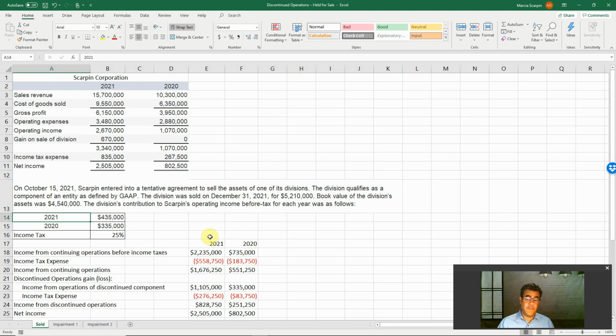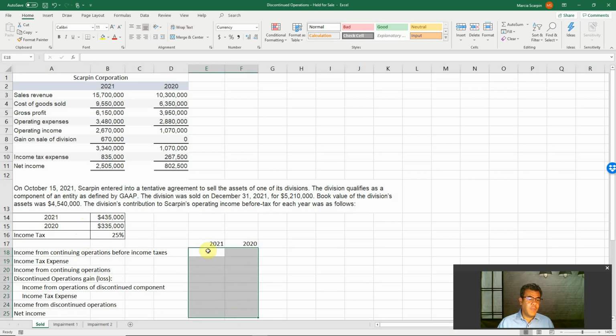When the component is sold, we need to add the gain or loss, just like in our previous videos. Book value was 4,540,000, and the division contributions operating income before tax was as follows: 2020, 335,000; 2021, 435,000; and the income tax is 25%. So okay, let's do it together.